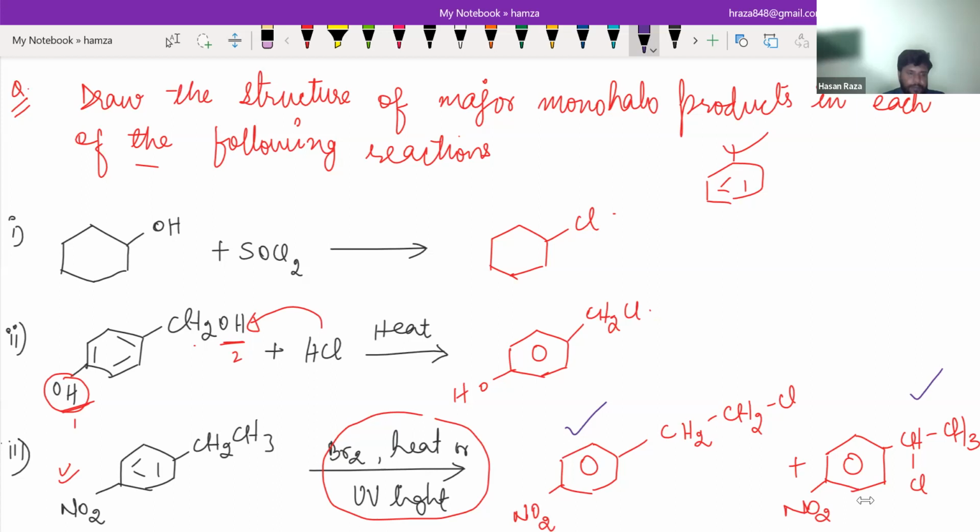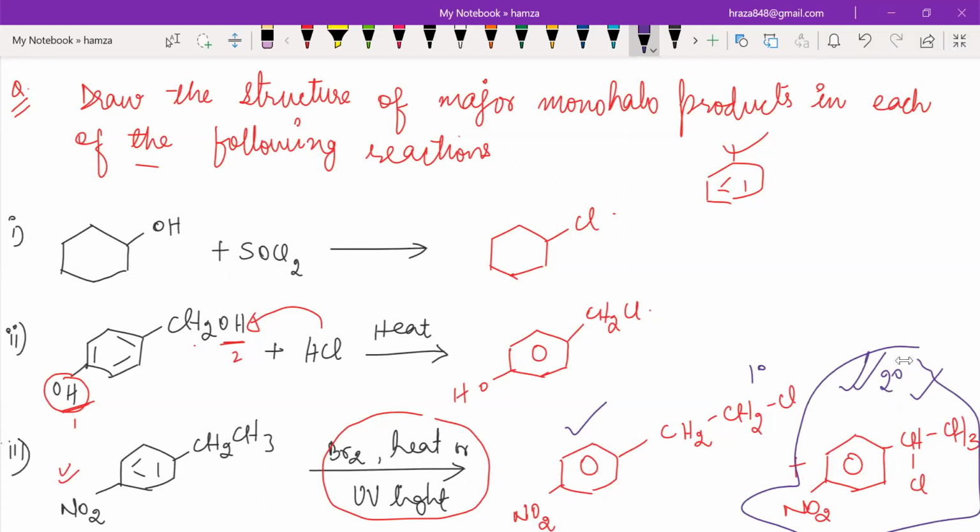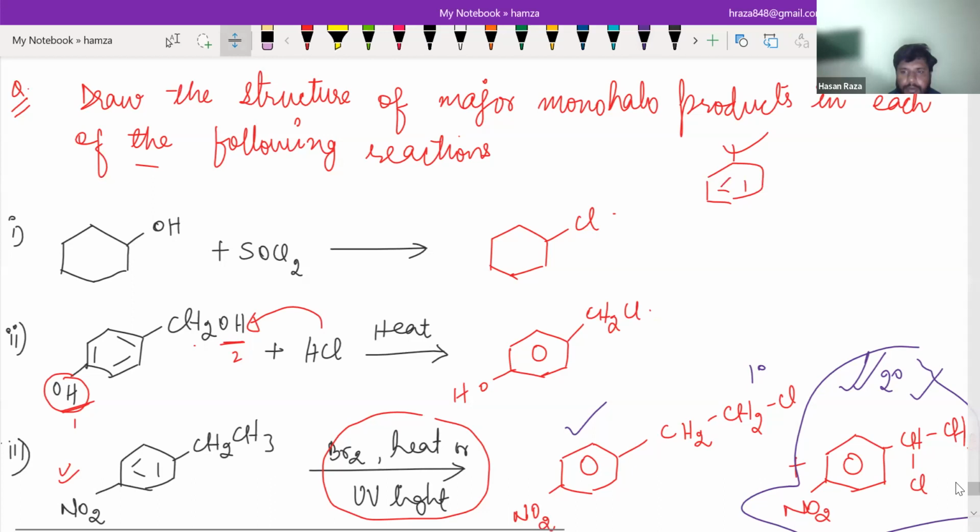Nafisa, which one is more stable? The second one. Second one, because it's 2 degree and this is 1 degree. That's why this is the major product and we need to only write this product. Okay. Everyone done with this? If you have any doubt, Hamza, why are you not responding? Okay, Sneha and Fatima.